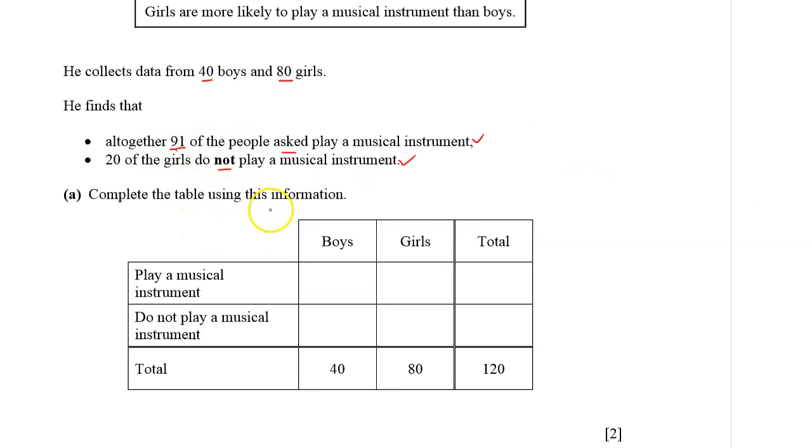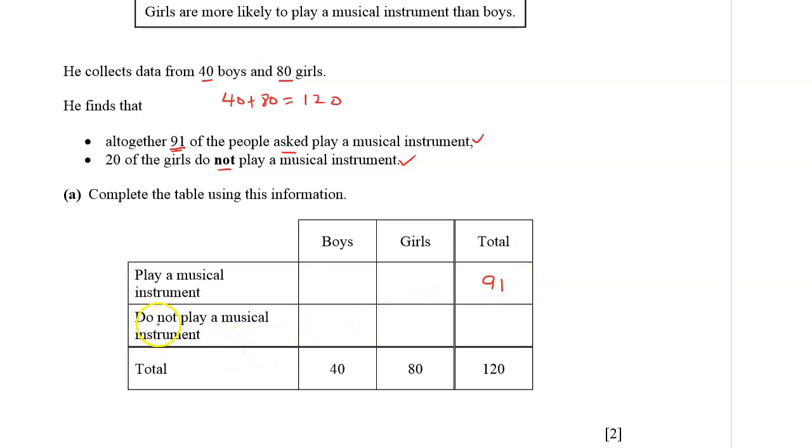Complete the table using this information. We have boys, girls, and total here. So play a musical instrument. Total is 91 plays a musical instrument. Out of all these people, 40 plus 80 is 120. So out of 120, 91 plays a musical instrument.